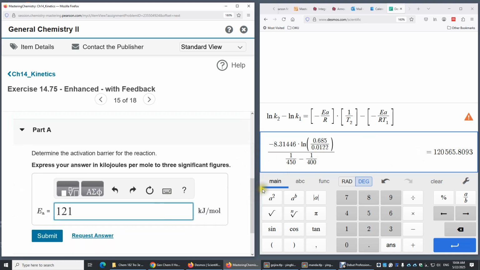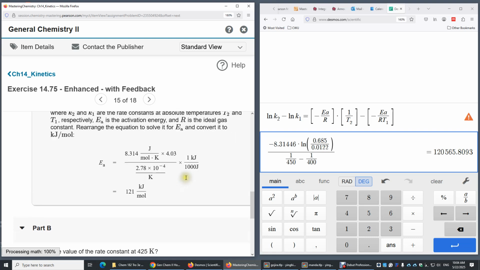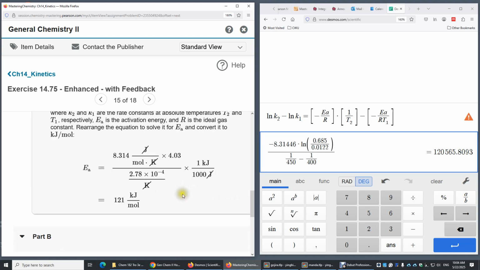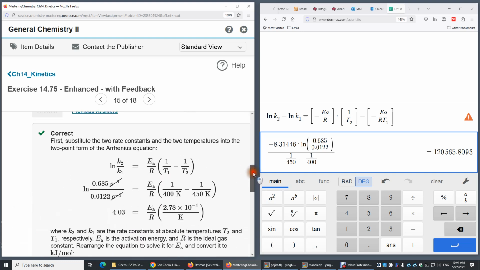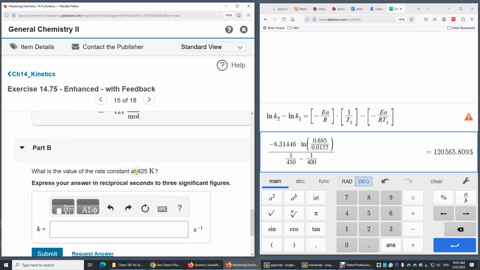You can also use Excel to do this, but when you take an exam, you don't have a computer or Excel, so this is how you do this with a calculator. Look at this equation. This equation comes from the Arrhenius equation. We just use the same Arrhenius equation for two data points. At temperature 1 you have K1, at temperature 2 you have K2, and then you take the difference and then you solve the equation.